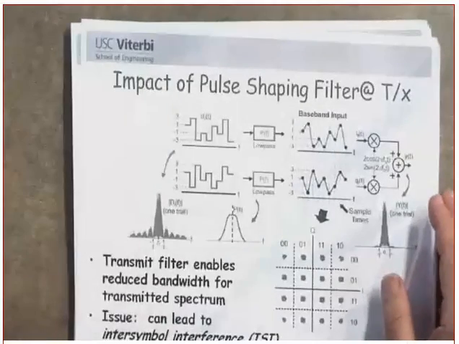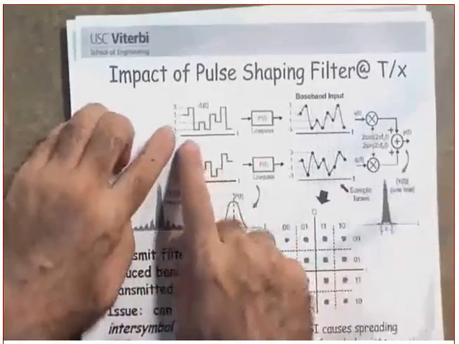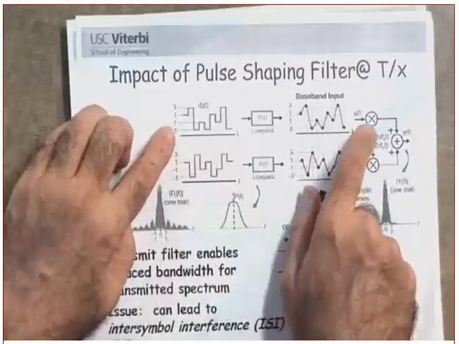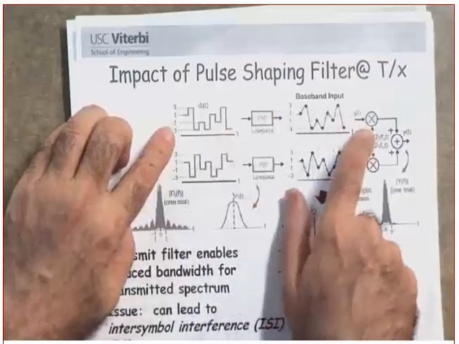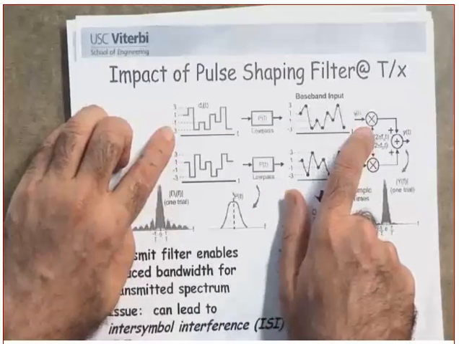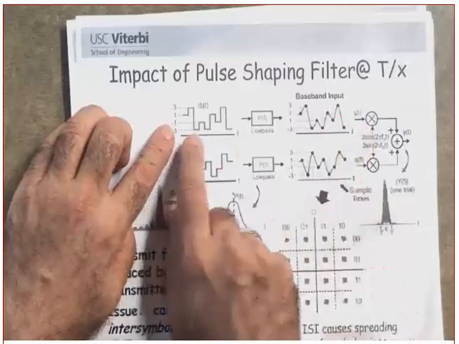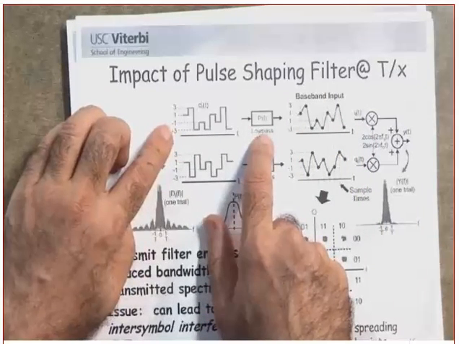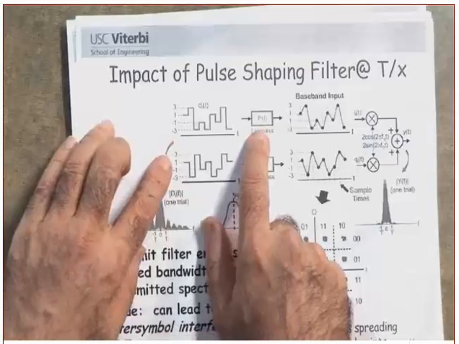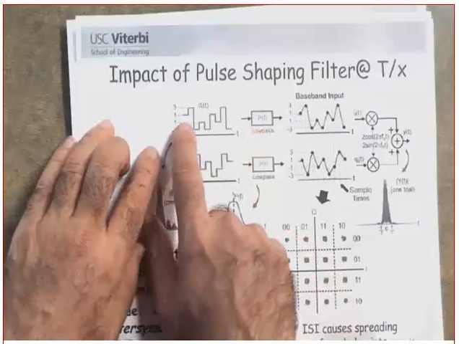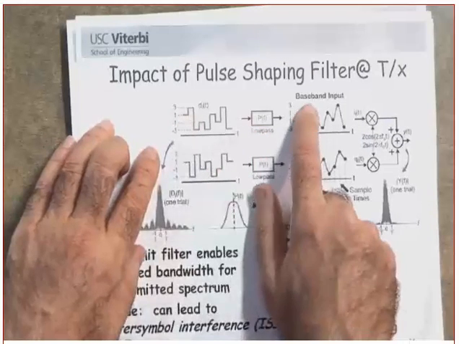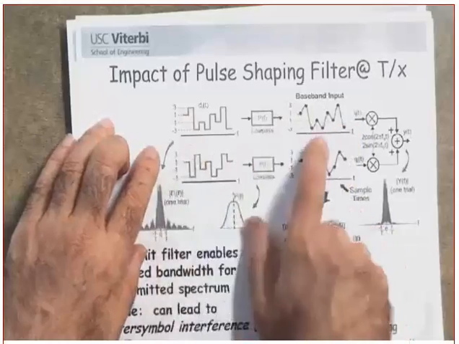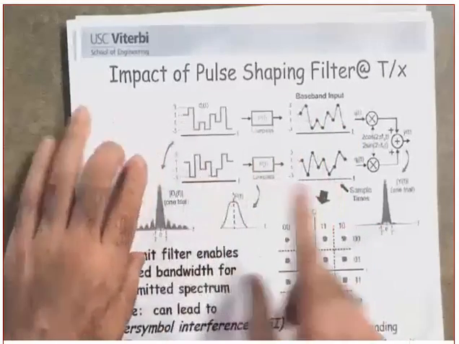So what did we do? We shaped it. We shaped the pulses. Before we apply it to the IQ modulation, we shape the pulses by passing them through a shaping filter. This is called the shaping filter, low pass filter. What happened? All of these sharp edges got smooth. Now we have this one resembling this one.